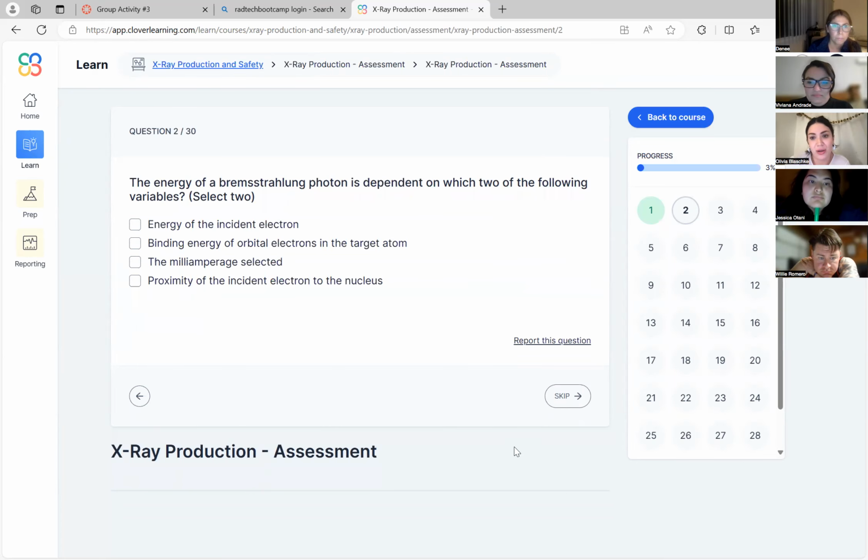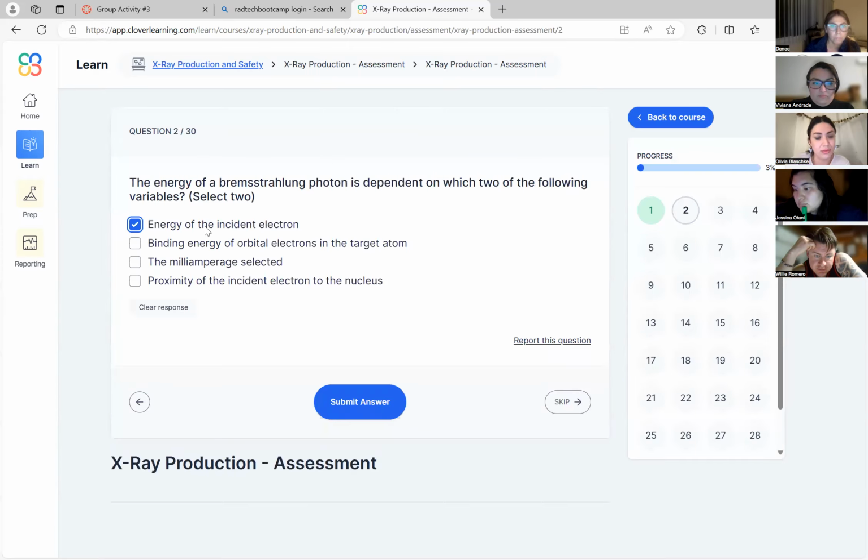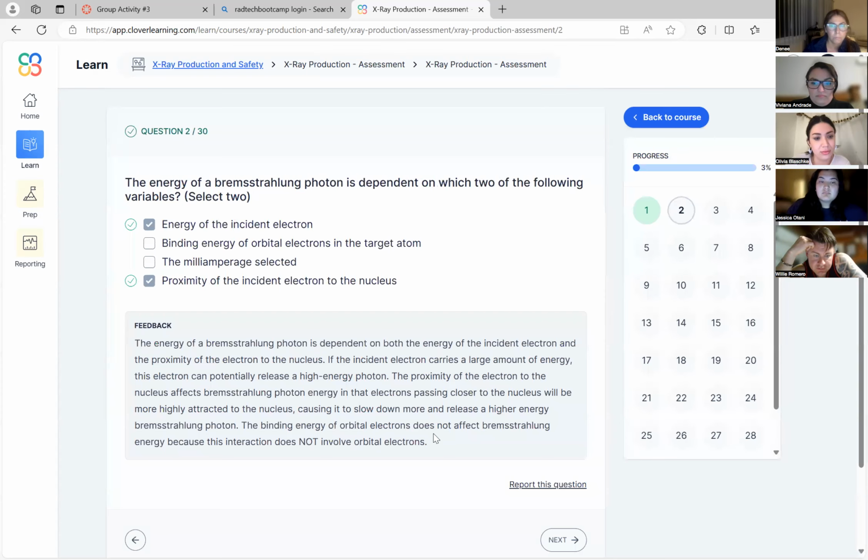Number 2, Willie, this is your question to answer. I'll have you read it and answer it. All right. The energy of Bremsstrahlung photon is dependent on which 2 of the following variables. Select 2. And it would be energy of the incident electron and the proximity of the incident electron. Okay.